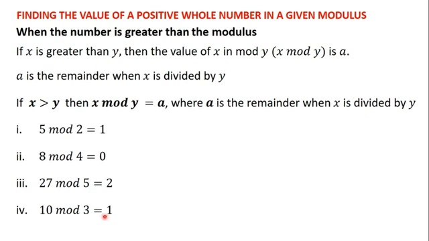Another example is 10 mod 3. 10 is greater than 3. So the value of 10 in mod 3 is the remainder when we divide 10 by 3. When we divide 10 by 3, we will get 3 remainder 1. So 10 mod 3 is equal to 1. So when the number is greater than the modulus, the value of the number in that modulus is the remainder when we divide the number by the modulus.